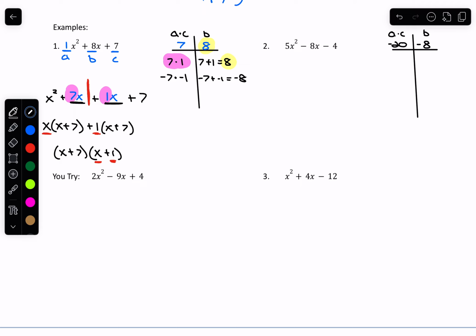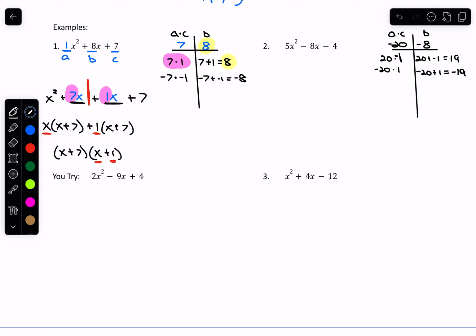Now I will list out pretty much everything I can think of that multiplies to give me negative 20. Notice because it's negative, that means one of my two numbers will have to be negative. So I could either have 20 times negative 1, almost forgot the negative there, or I could have negative 20 times positive 1. If I add each of those together, 20 plus negative 1 gives me 19, and negative 20 plus positive 1 gives me negative 19. Notice that neither of those add up to be negative 8. So neither of those are the correct selection of numbers.